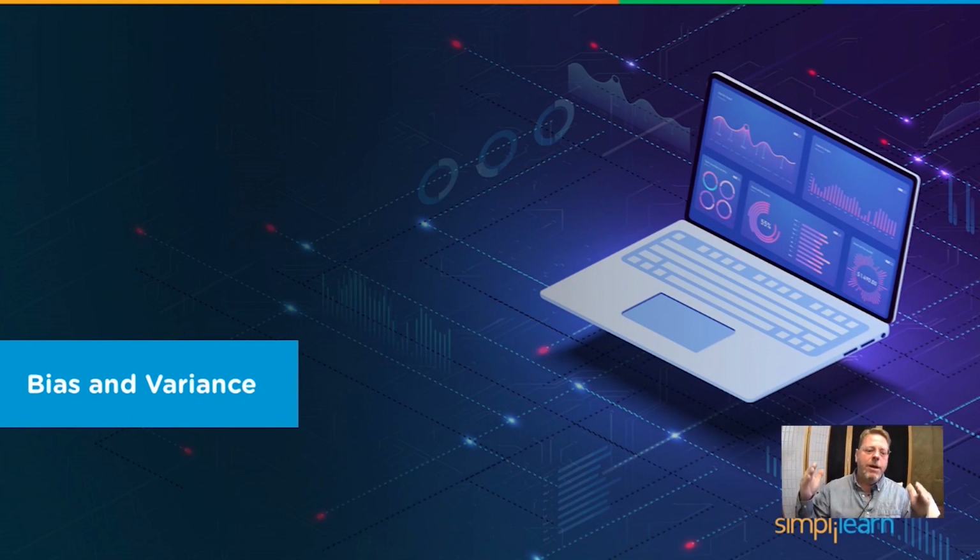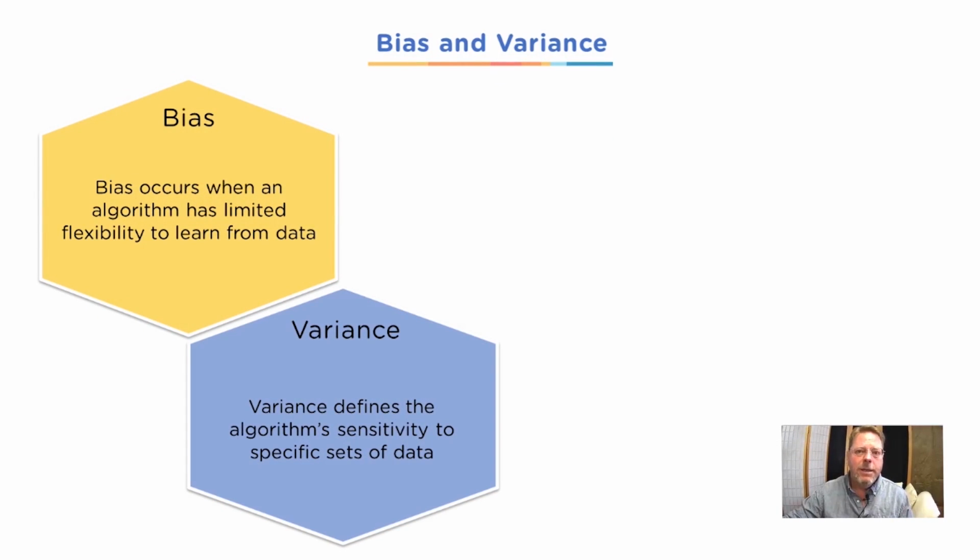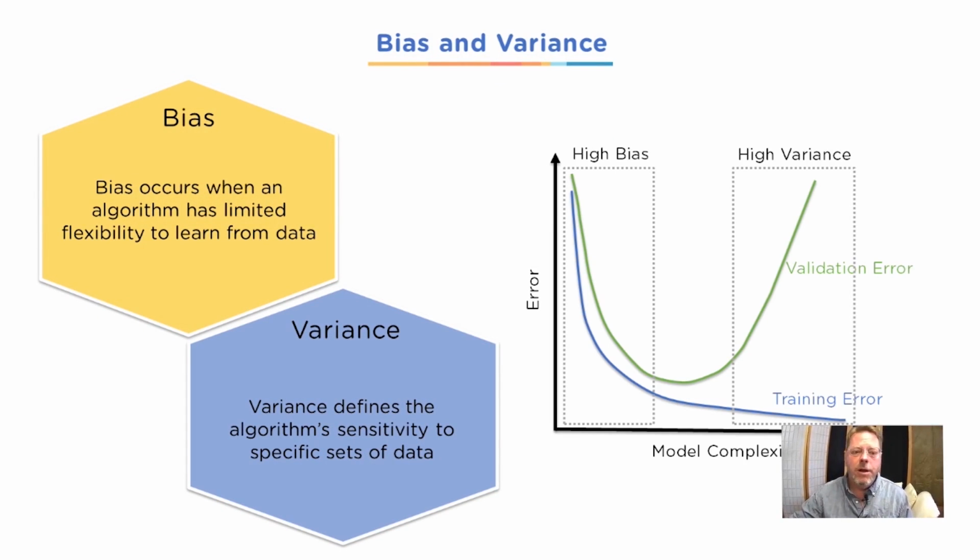We really want to talk about bias and variance. Very important terms to know in machine learning and with linear regression. So bias. Bias occurs when an algorithm has limited flexibility to learn from data.